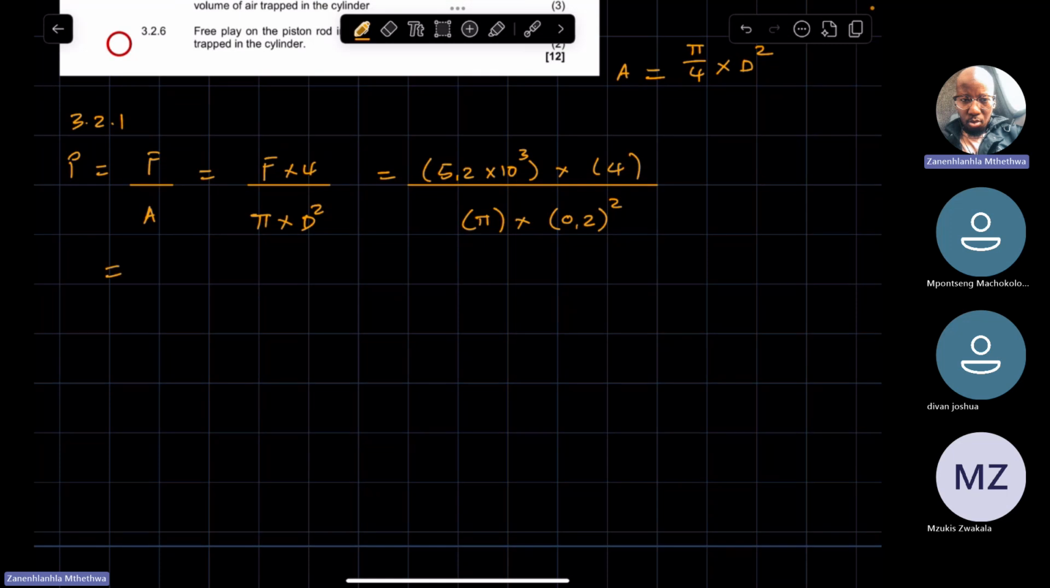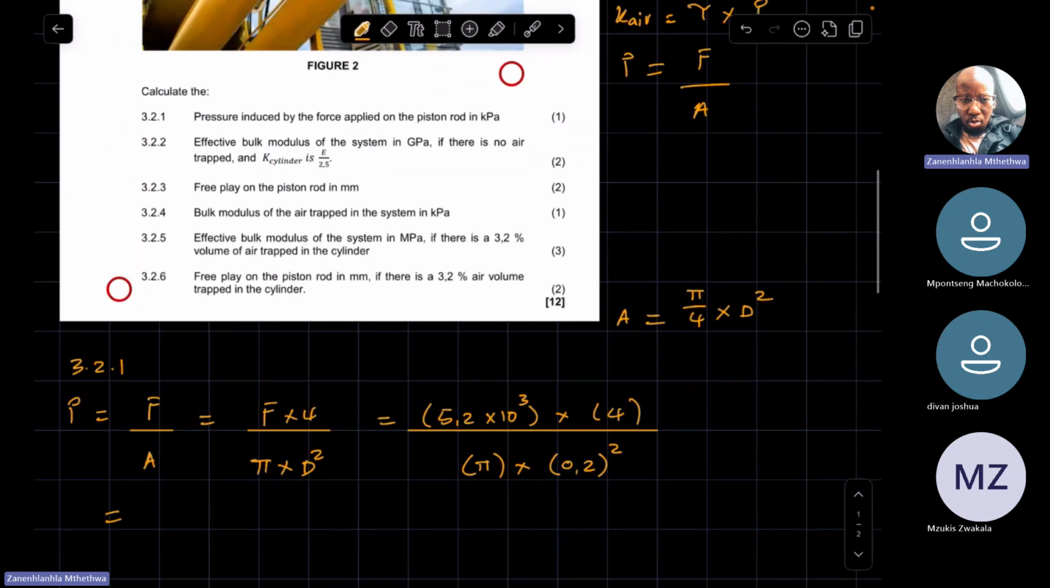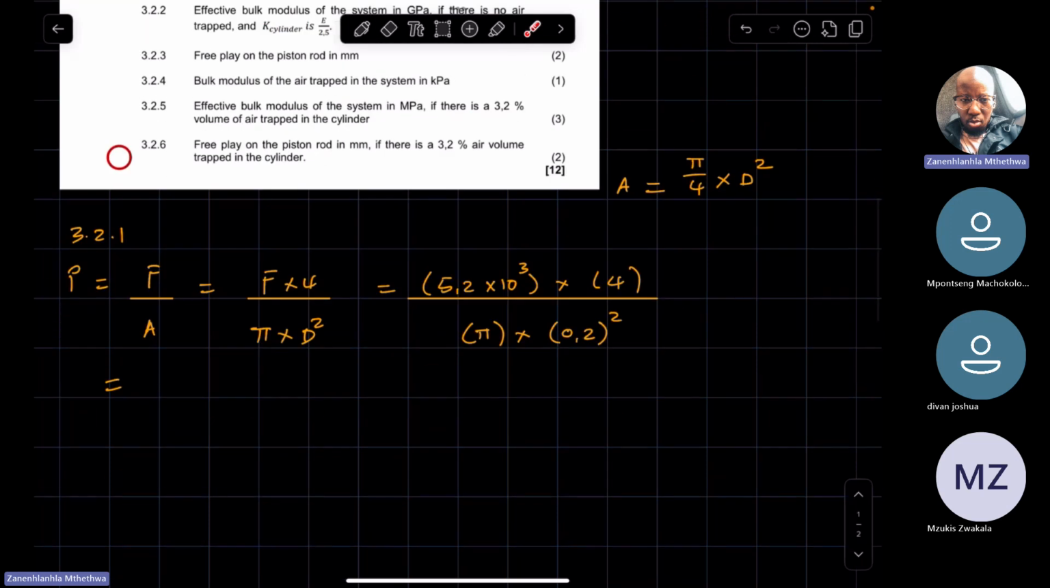Right. And what do you get here? What is this equal to? Remember, your answer must be in kilopascals. They did specify here the pressure induced by the force applied on the piston rod in kilopascals. So what do we get here in kilopascals? Always round off to 3 decimal places.